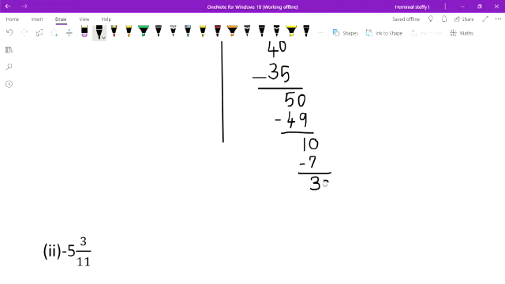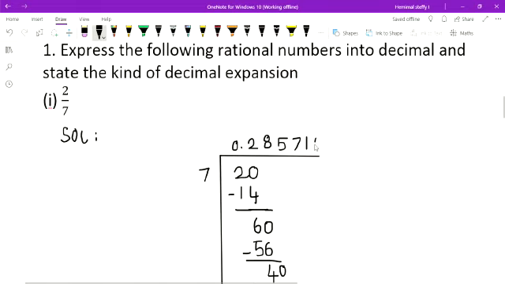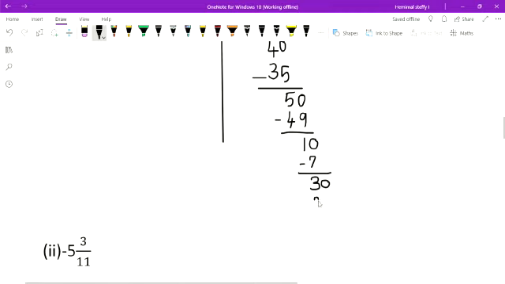Then again I add the 0 here. How many times? 4 sevens are 28. So I write the 28 here. I subtract these two numbers, 30 minus 28 is equal to 2. So I have the 2.